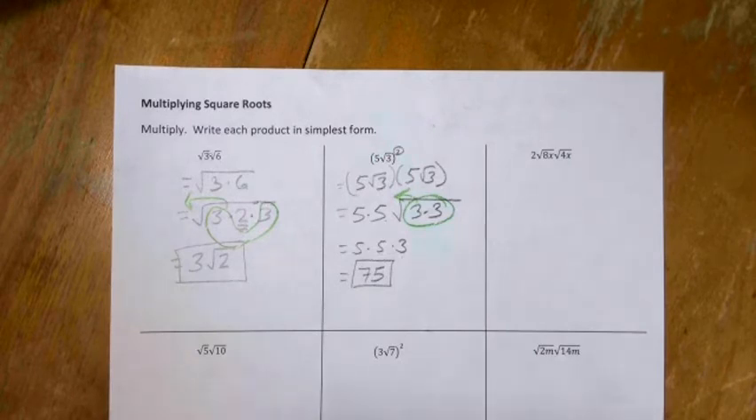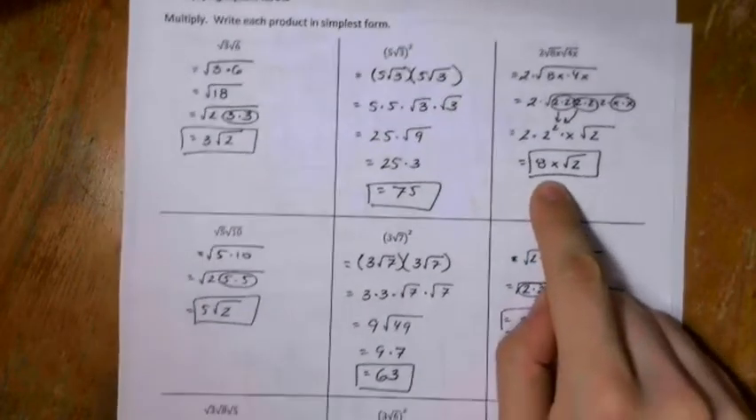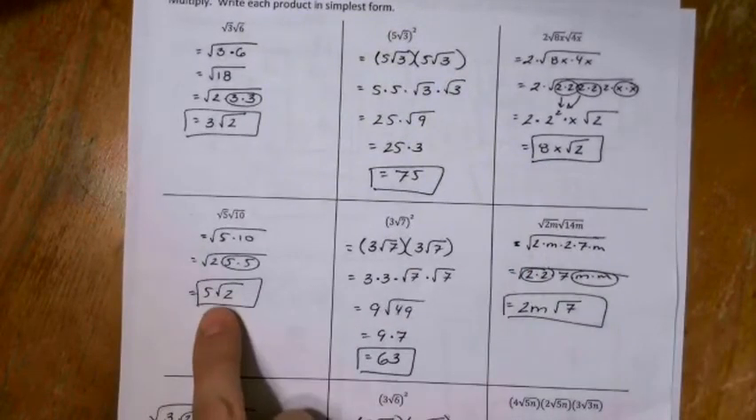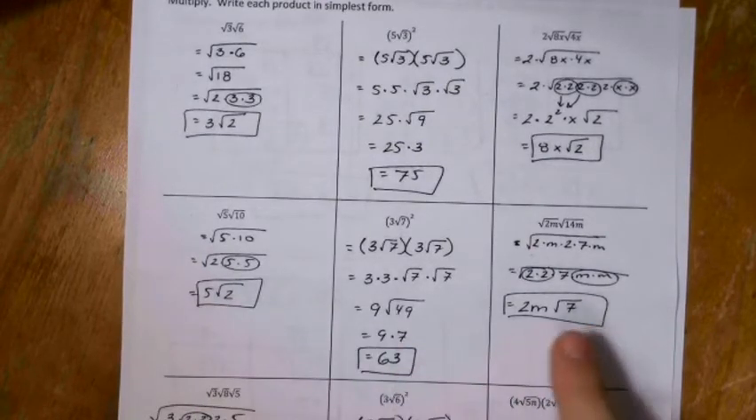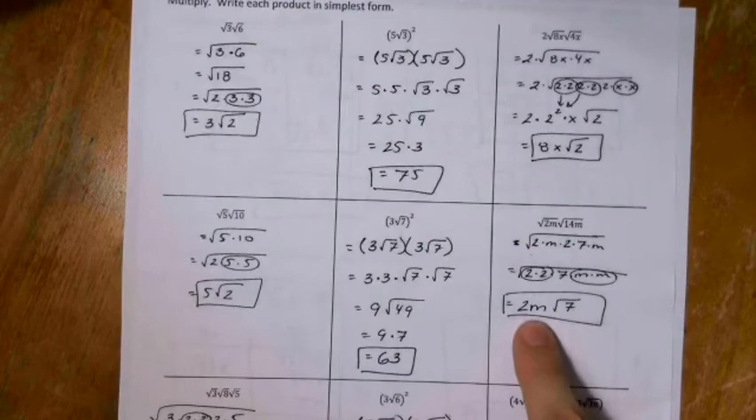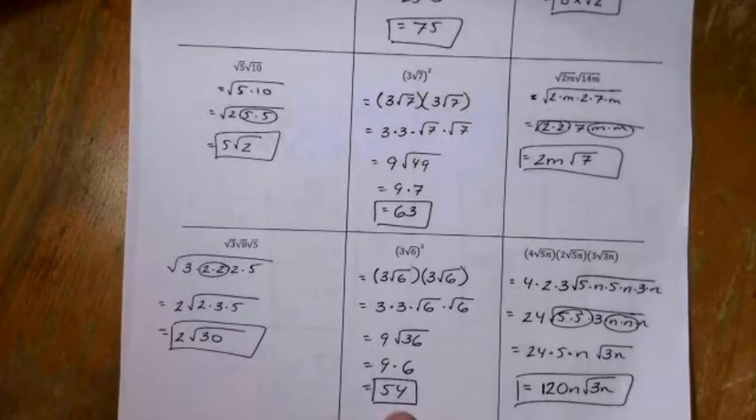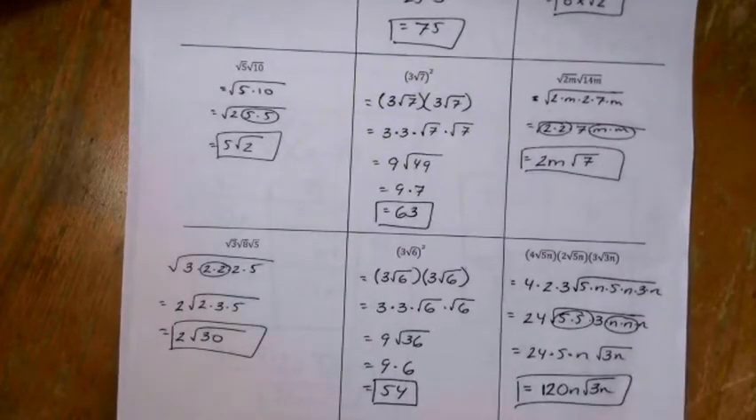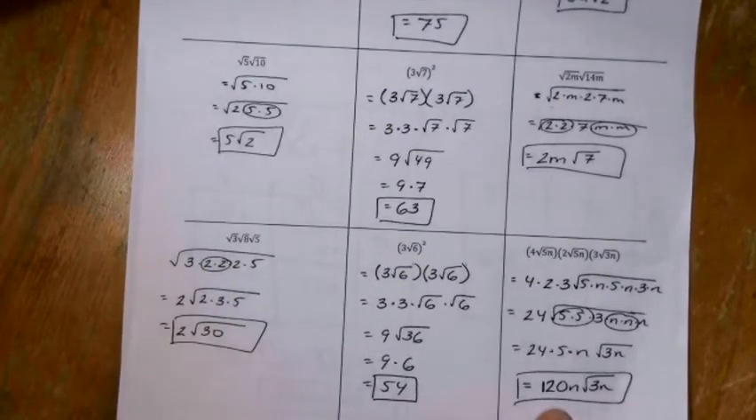All right, you should have gotten 8 root 2 for the top right. Middle left is 5 root 2. Middle is 63. Middle right is 2m root 7. Bottom left is 2 root 30. Bottom middle is 54. And then bottom right, you should have 120n square root 3n.